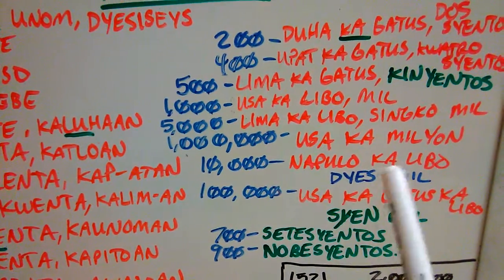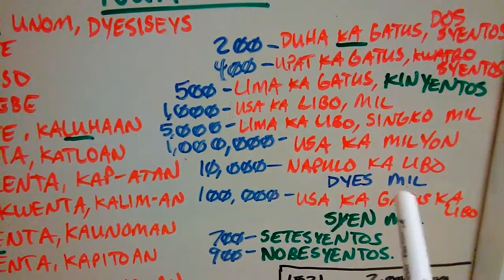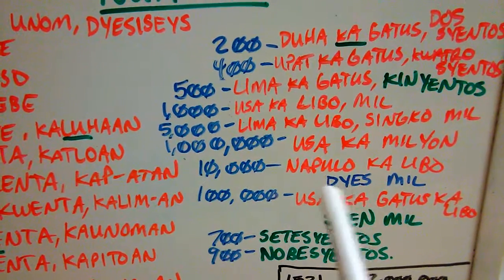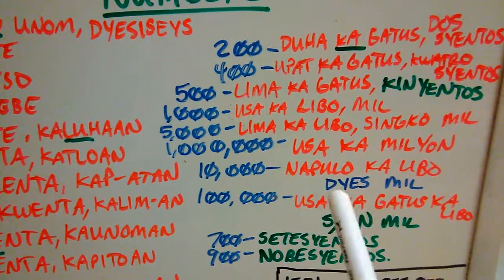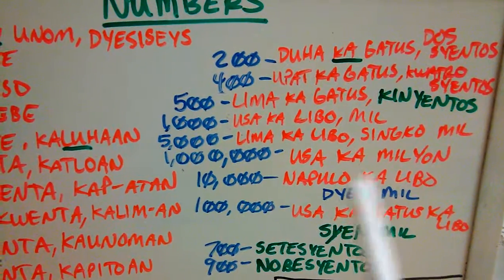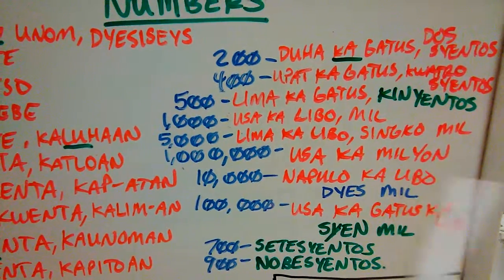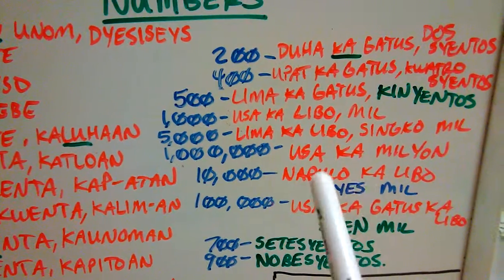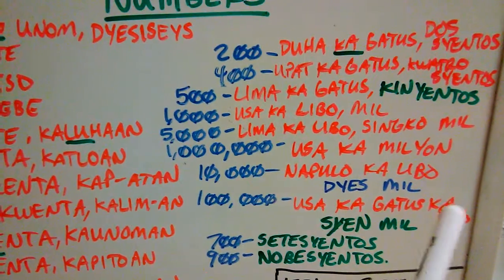100,000 is, or actually, yeah, I forgot. It's diez mil in the Hispanic set, okay? Diez mil, 10 million, which is kind of weird. I mean, I'm sorry, 10,000. Yeah, I'm losing it right now. 10,000 is diez mil, napulo kalibo, 10,000.